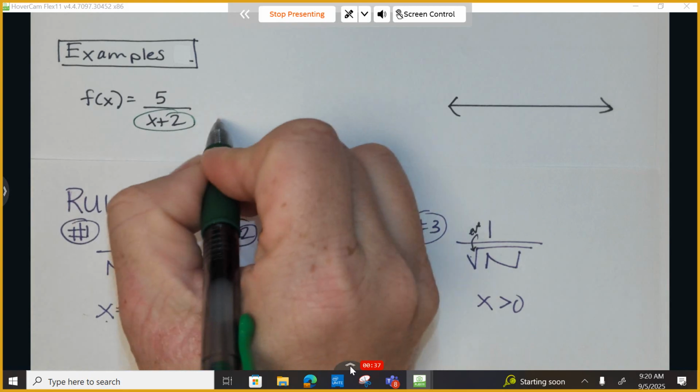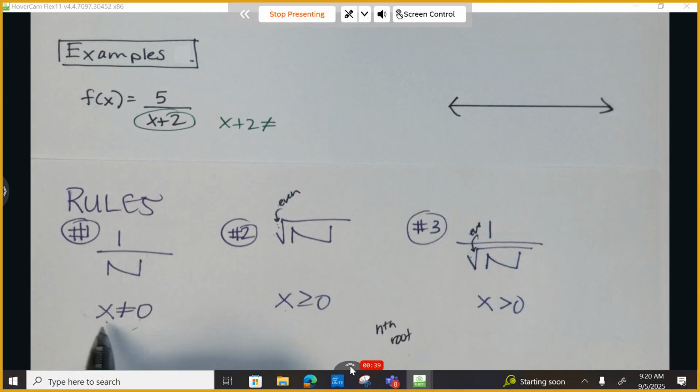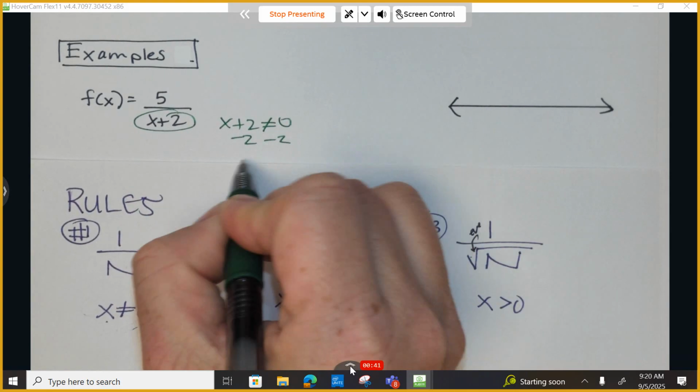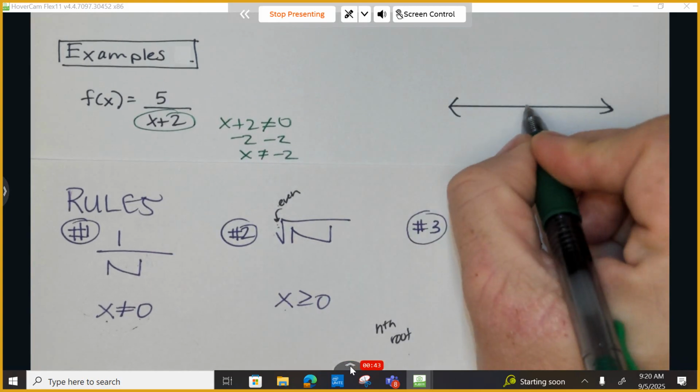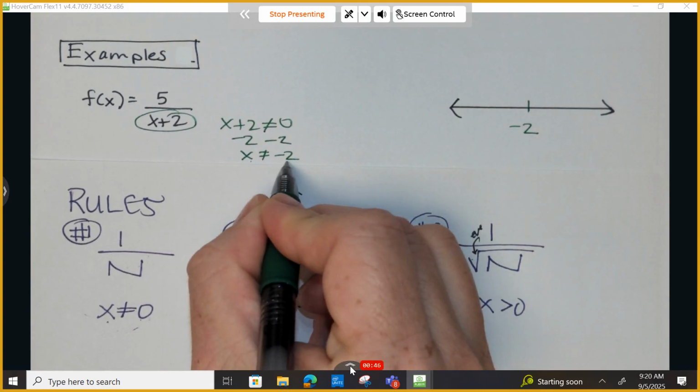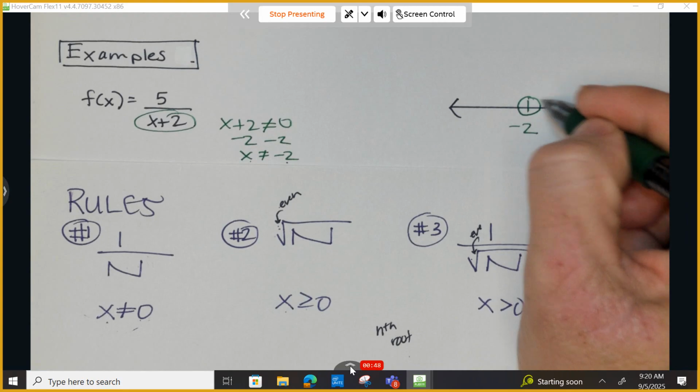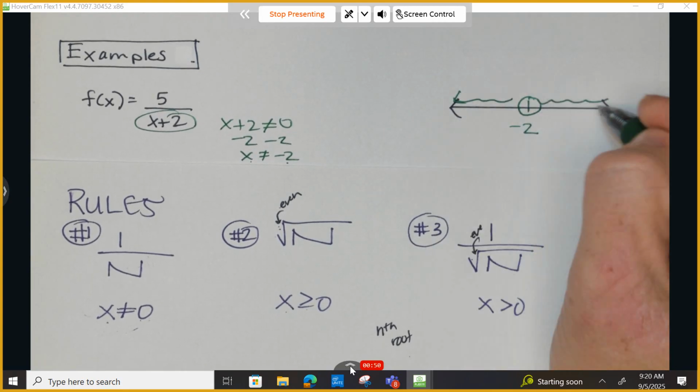So applying rule 1, I take x plus 2. It says it cannot equal 0. Algebraically, I solve. X cannot equal negative 2. I come off to the side. How do I represent this on the number line? It cannot equal negative 2, but it could be every other number.